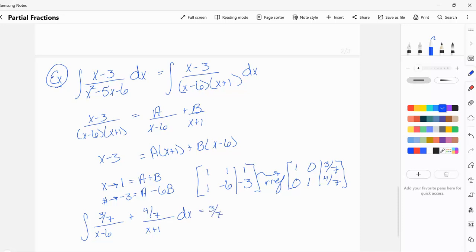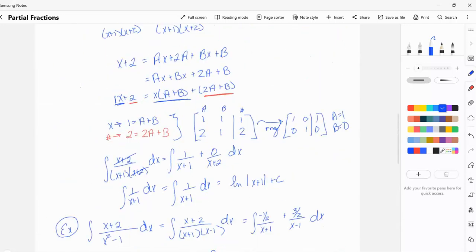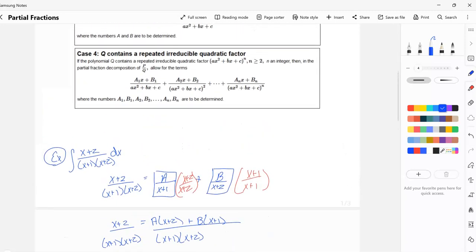So this is going to be ln. Both of those pieces are ln. I'm going to have 3/7 ln of absolute value x minus 6 plus 4/7 times ln of absolute value x plus 1, and then we're going to have plus c. So all of these cases are non-repeated linear.